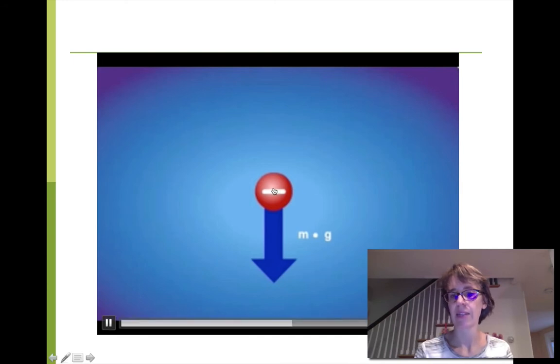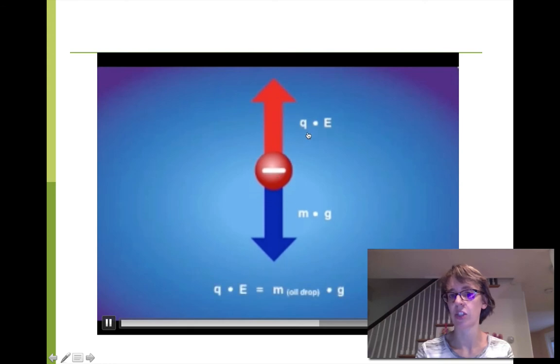And the fall of the oil droplets is governed just by mass and the gravitational pull, and then the upward force on the oil droplets is just a function of the charge of the electron and the electrical field. Well, we know three of these variables. The only one we don't know is the charge of the electron, and so that was able to be calculated.